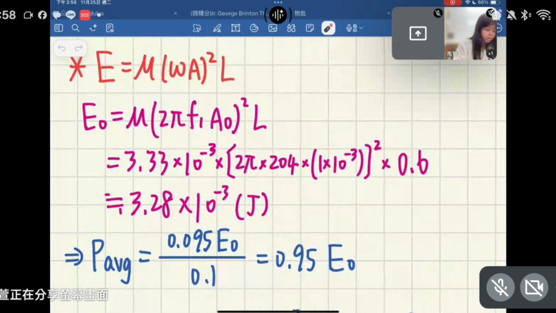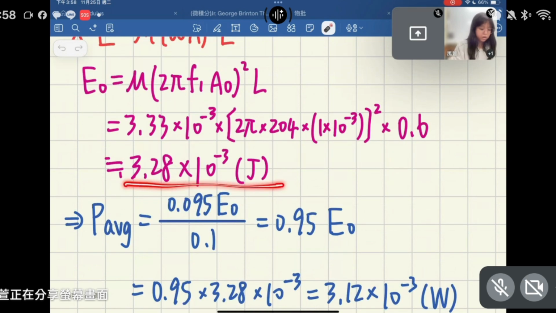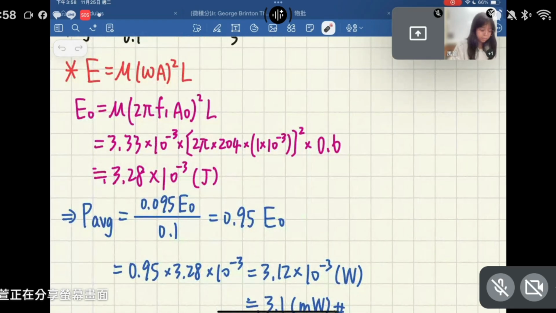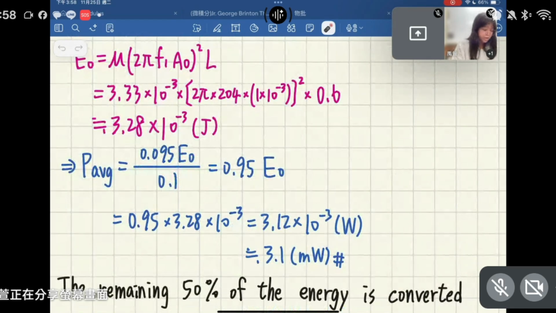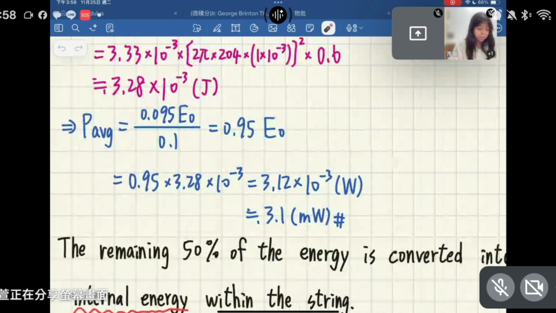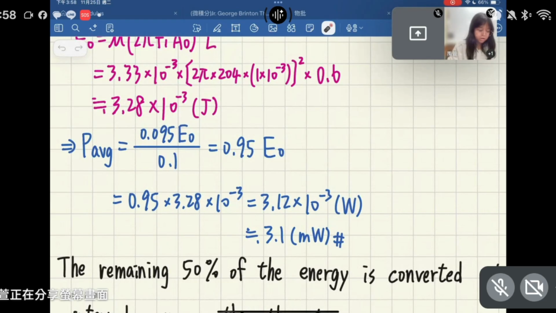E0 will equal mu times 2 pi f1 times A0, take this squared and times L. And after calculation, we can get E0 equal to 3.28 times 10 to the negative 3. So the average power is equal to this one, 0.935 E0, and it will equal 3.1 mW.